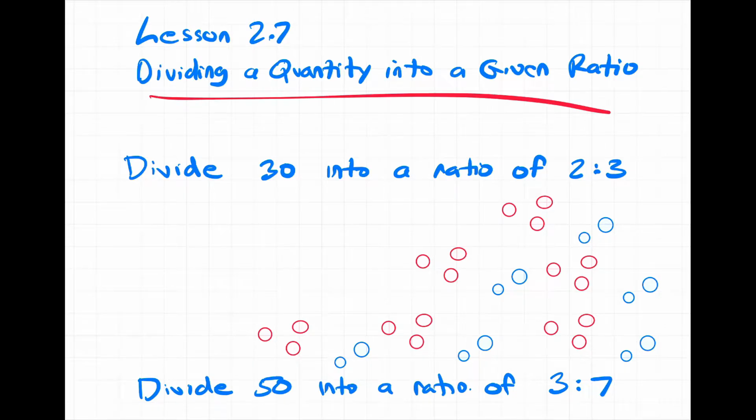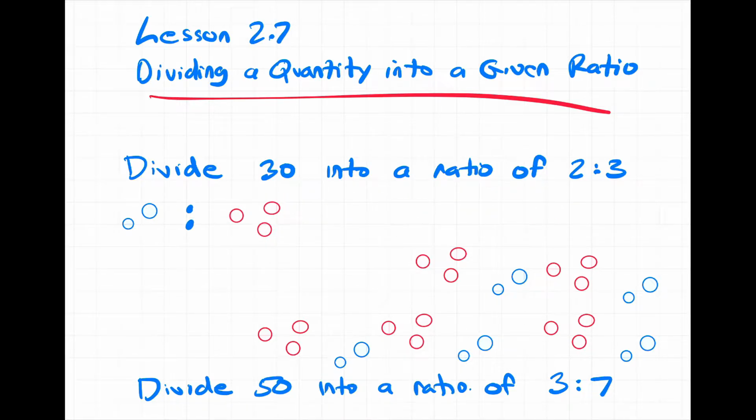This is lesson 2.7 and we're looking at dividing a quantity into a given ratio. So let's take a look at the first example. We're going to be taking these 30 objects, these blue and red circles, and dividing them up at a ratio of 2 to 3. So you can see here that we do have a ratio of 2 blue circles to the 3 red circles.